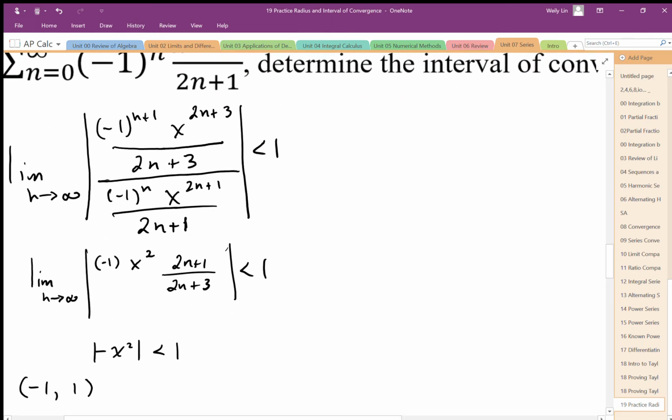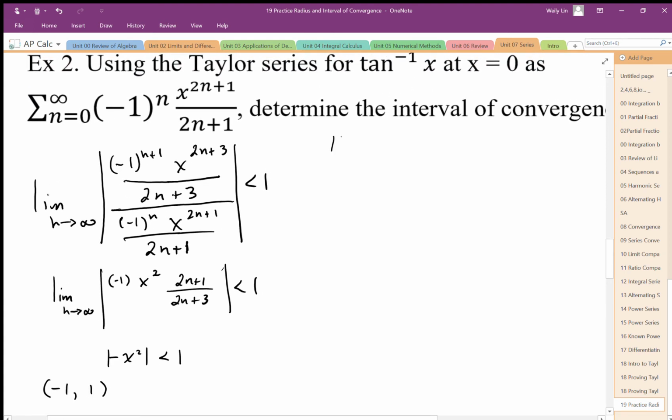Okay, so we're going to test our interval endpoints. So our test is going to be for x equals -1. When I plug x equals -1 into my sigma notation, I end up with (-1) to the power n, and this is going to be (-1) to the 2n plus 1. Okay, so that becomes (-1) to the 3n plus 1, and then what we're going to end up with is this over 2n plus 1.